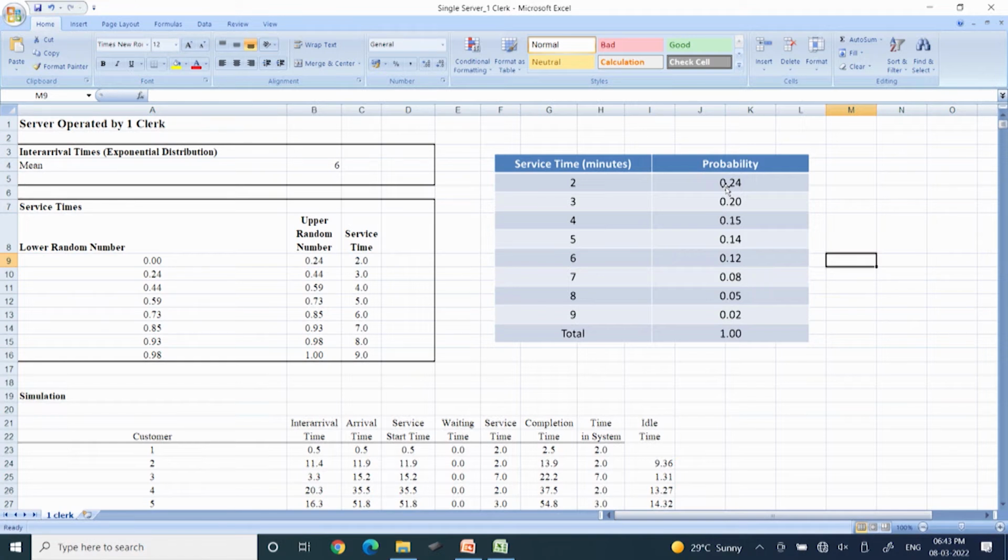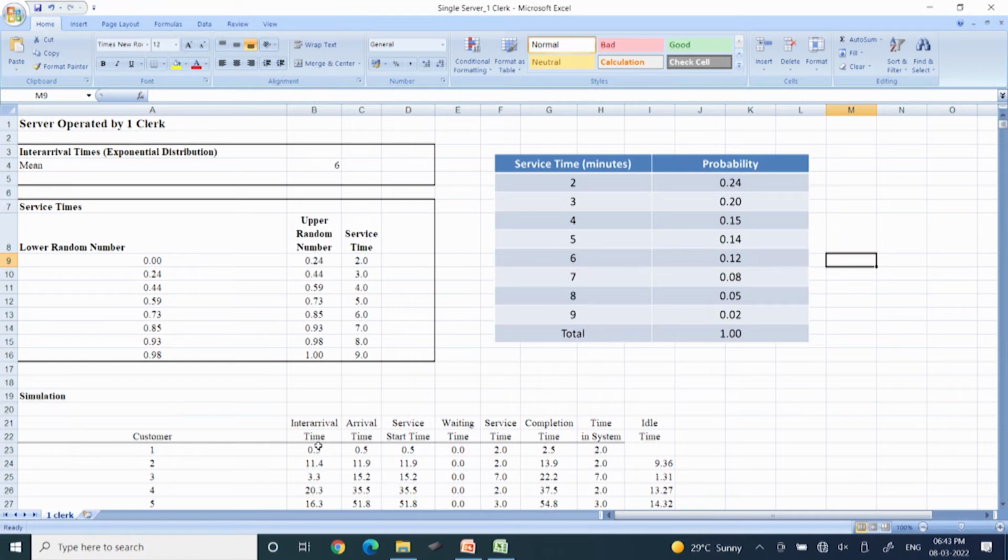For the next one, the lower random number is 0.44. You see that the probability is 0.15. So 0.44 plus 0.15, you will get 0.59. So what I have written, lower random number and upper random number, is from the given table. I have written it on a continuous scale. Okay. Now, we will go back to our simulation model.